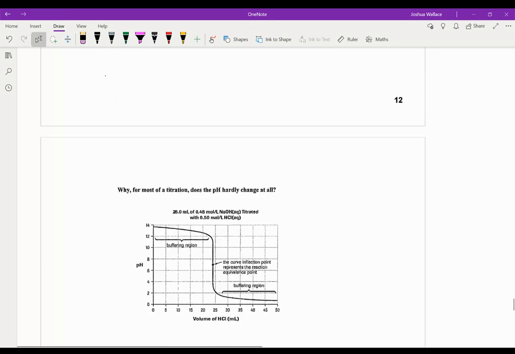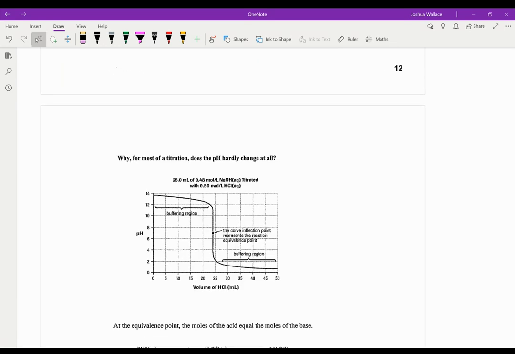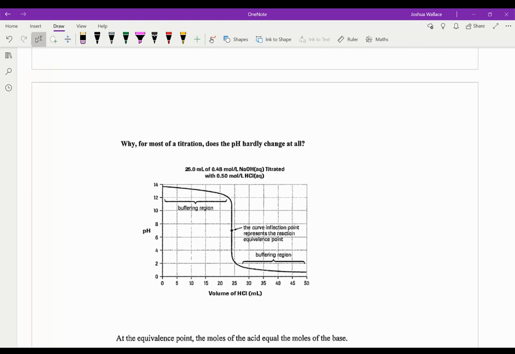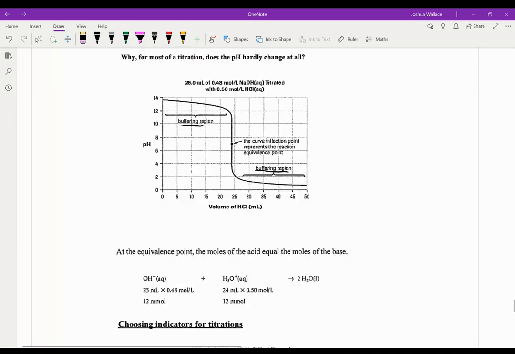All right. Why for most of our titration does the pH hardly change at all? Take a moment. Let's just have you think on that a bit. So we have these two spots on here called buffering regions. And so what we know about buffers is that they essentially stop us from getting this abrupt pH change. And then we also have the curve inflection point, which represents the reaction equivalence point. So this is our equivalence point here. And then right along that middle, the inflection point is right in that middle spot, which is our equivalence point.